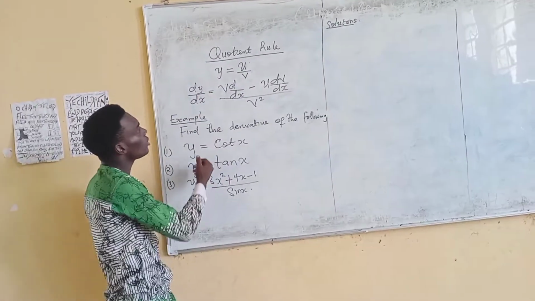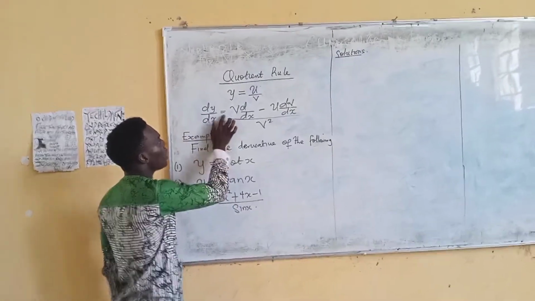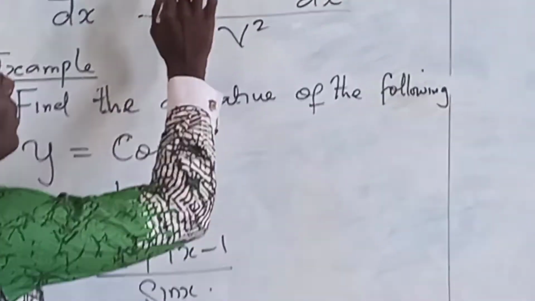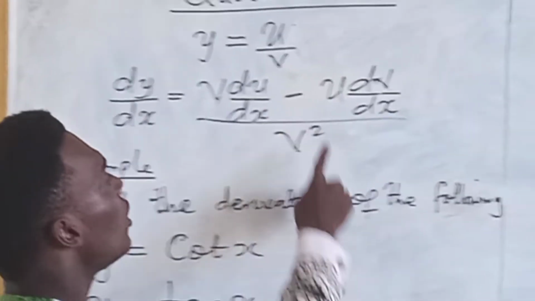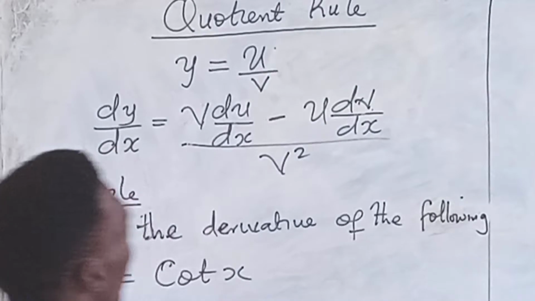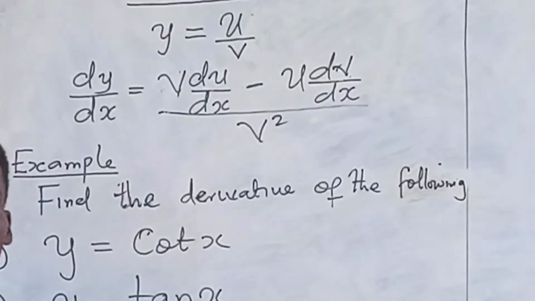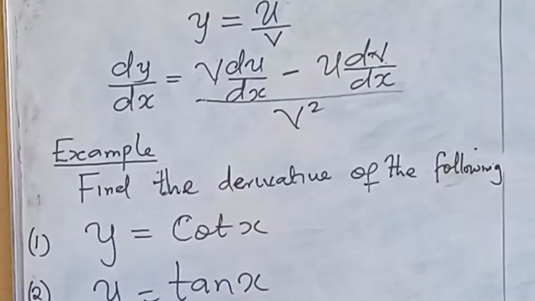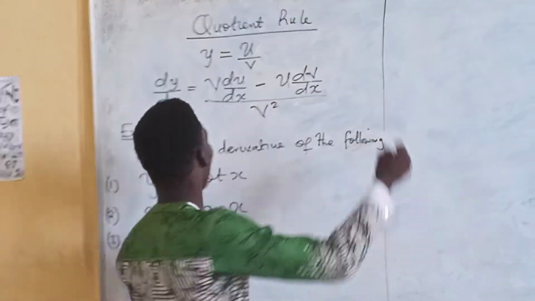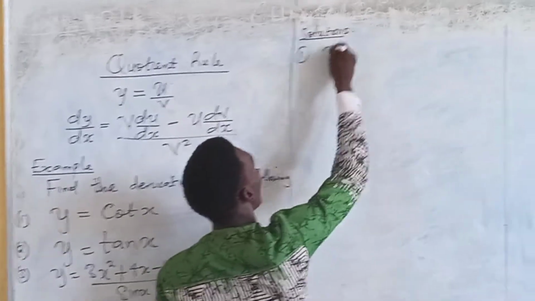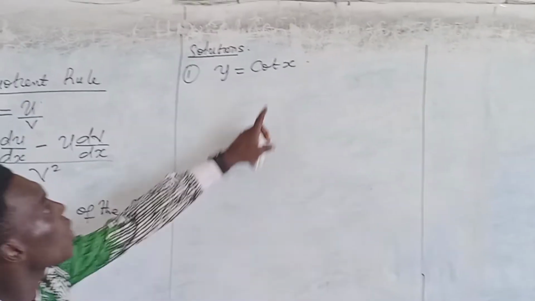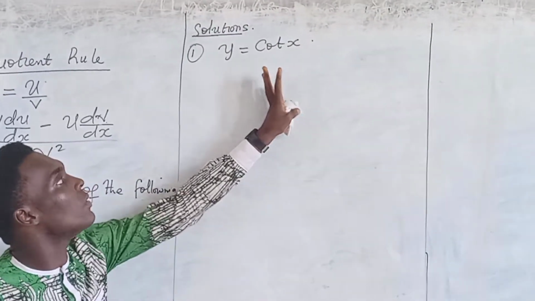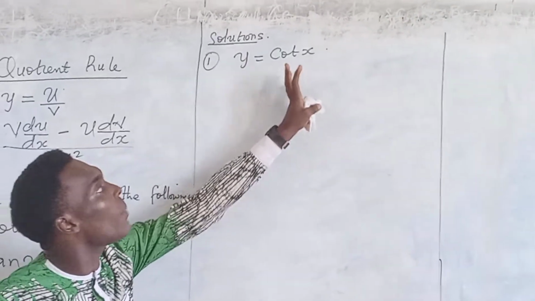Now, the formula for the quotient rule is dy/dx equals v du/dx minus u dv/dx, all over v squared. Now we're going to look at three examples to illustrate the quotient rule. The first one is y equals cot x. Now, the derivative of cot x can be obtained from the table of standard derivatives, but we're going to apply the quotient rule to solve this problem.